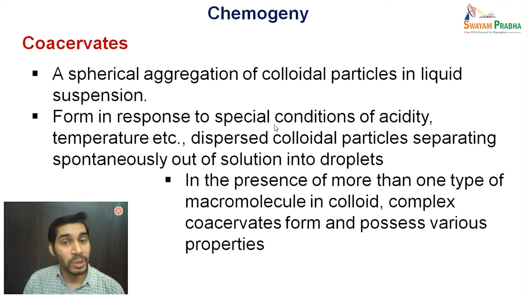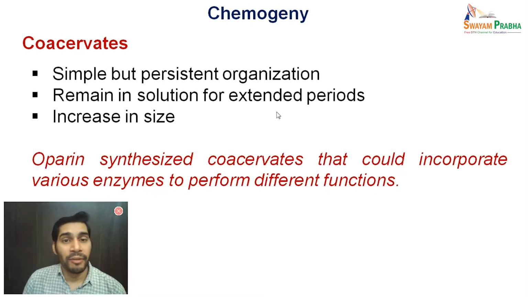They form in response to special conditions, it might be the acidity, the temperature, the salinity, the osmotic concentration, etc. And they are dispersed colloidal particles separating spontaneously out of solution in droplet form. Remember, we talked about droplet kind of organization. In the presence of more than one type of macromolecule in a colloid, complex coacervates form and possess various properties as well. Now it will be more clear when we discuss the basic properties of coacervates.